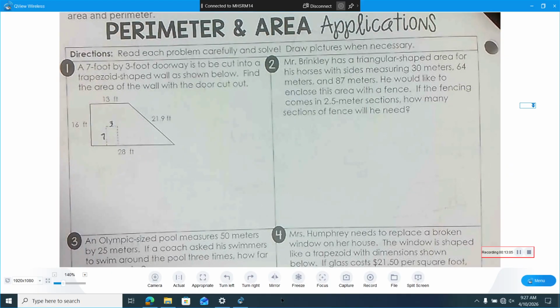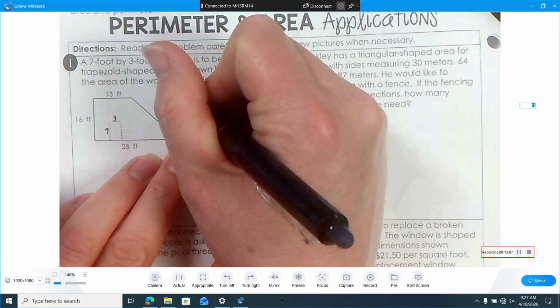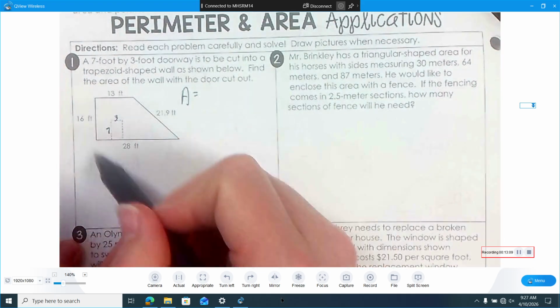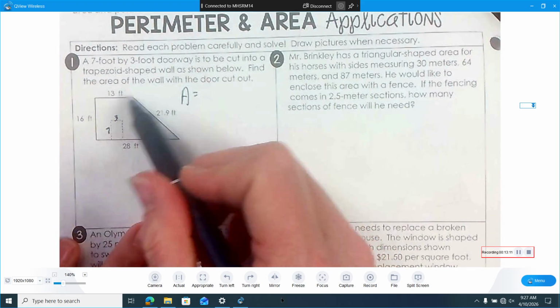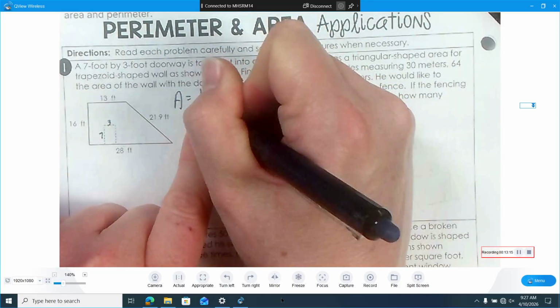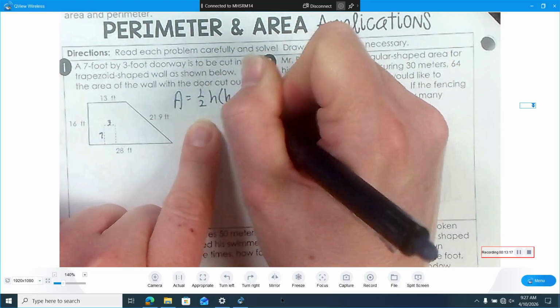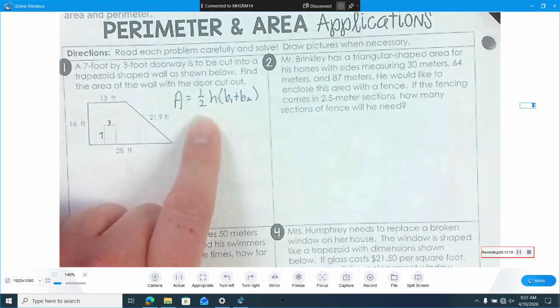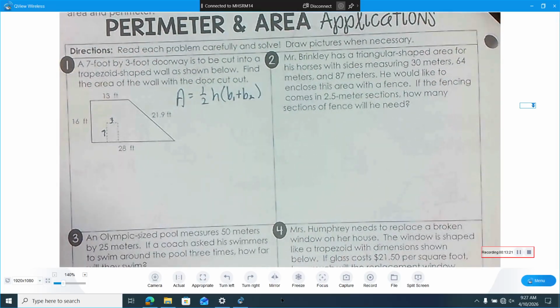Yeah, let's figure out the whole area. So we want the area of, what shape is this? Trapezoid. What formula am I going to use? One-half times height times base 1 plus base 2. Beautiful. 1/2 height times base 1 plus base 2.